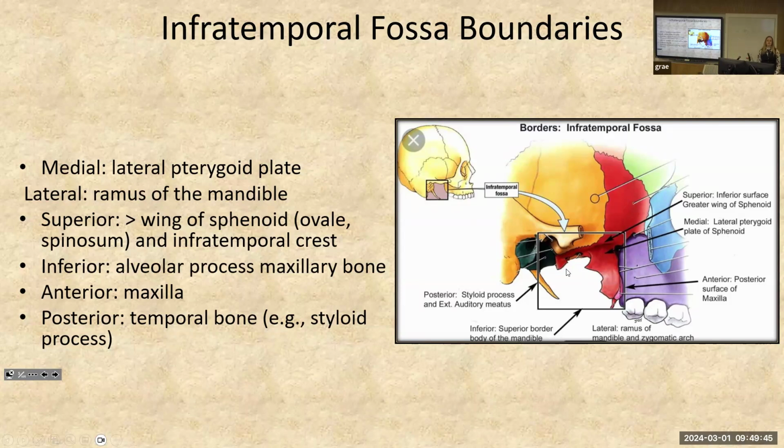And so the infratemporal fossa, as the name leads you to believe, is inferior to this temporal fossa, but it's not just inferior, it's also deeper than that. So here you see the side of the skull here, and you can see that the mandible has been removed.